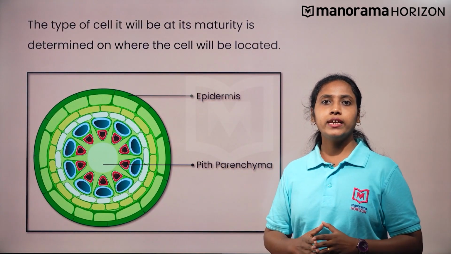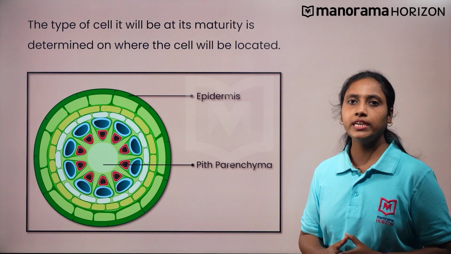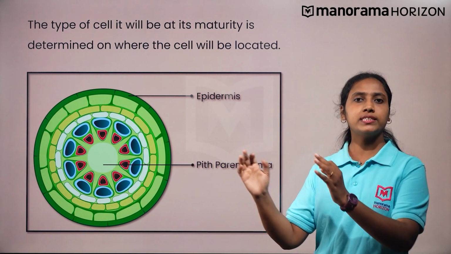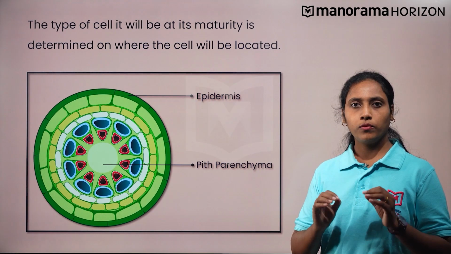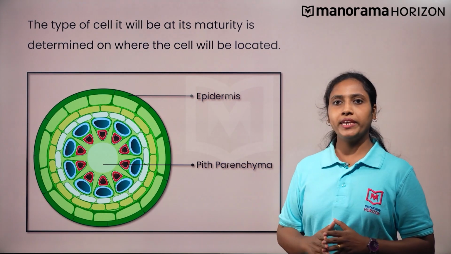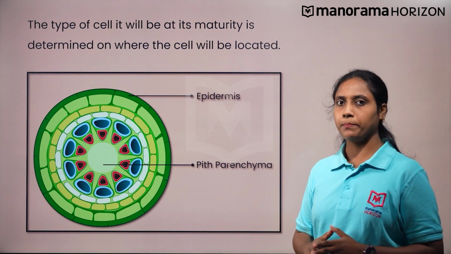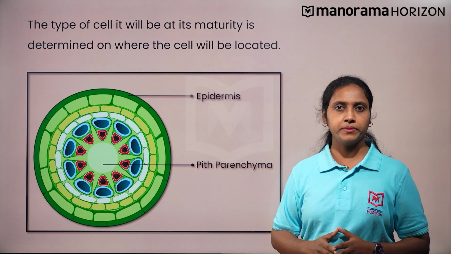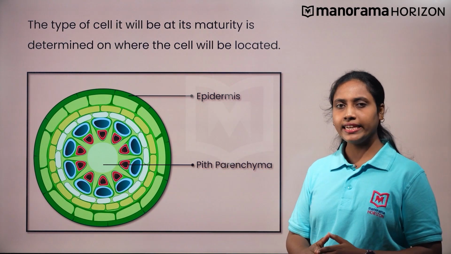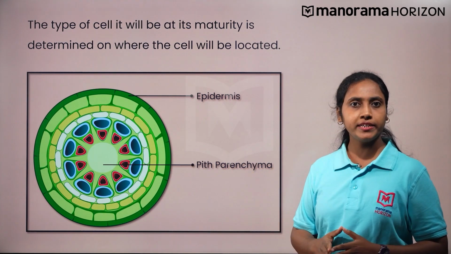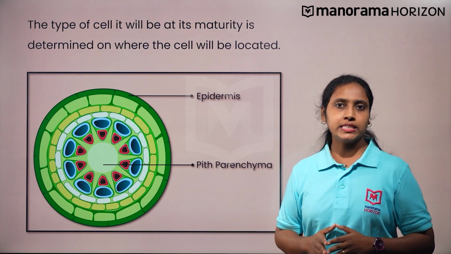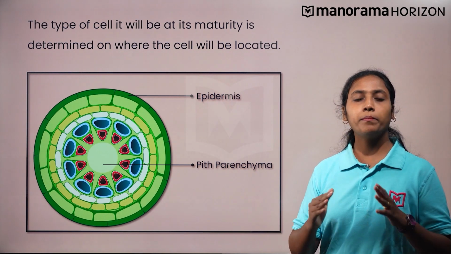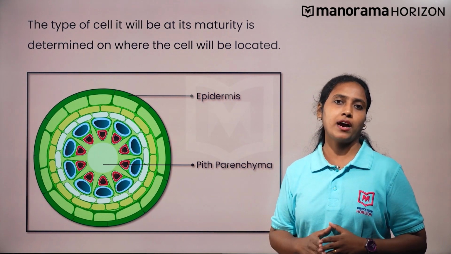Now just think, when a meristematic cell is getting mature and loses its dividing capacity, the type of cell it will be at its maturity is determined by where the cell will be located. For example, if the cell is towards the periphery of the stem, it will become epidermis. If the cell is at the center, it will become parenchyma. Hence, differentiation is determined by the position of the cell in plants.